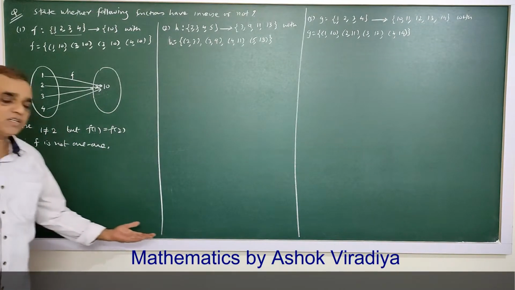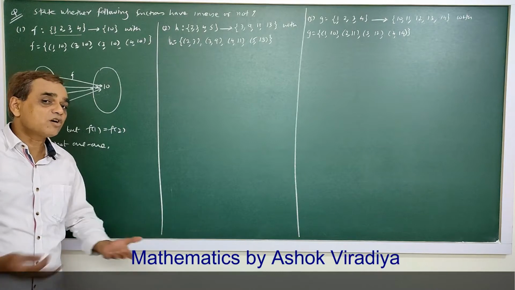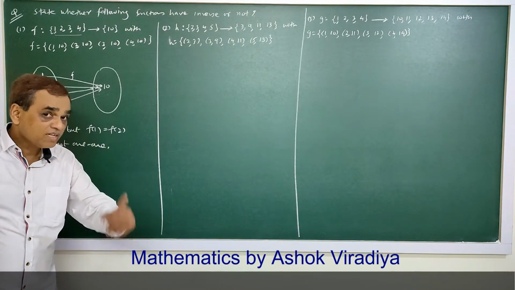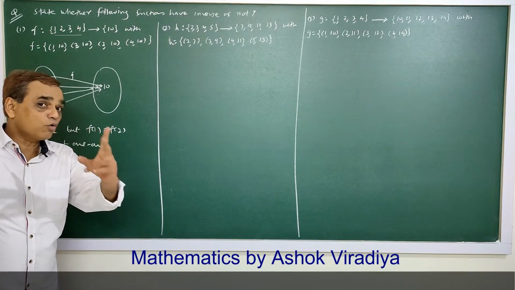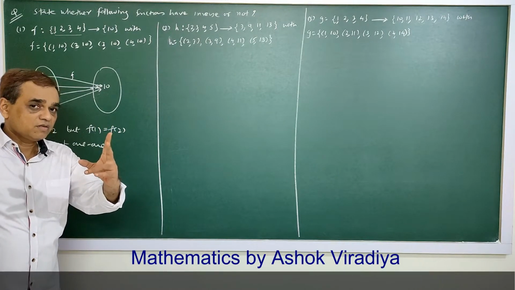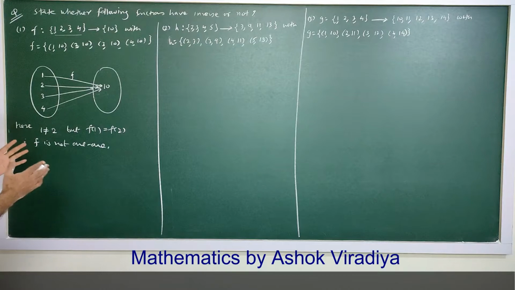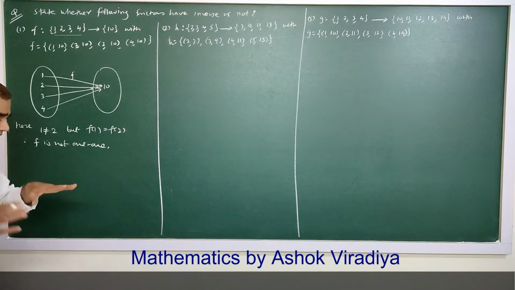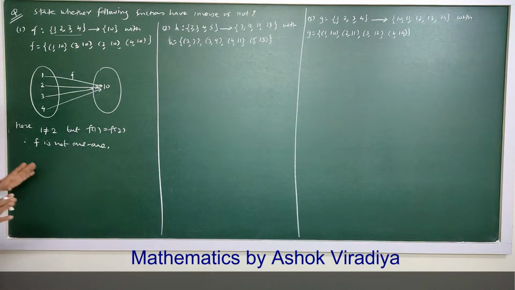If the function is not 1-1, then the inverse does not exist. See, the function must be 1-1 and onto both. But here the function is not 1-1, so there is no question of checking onto-ness. Here the story is finished. Its inverse does not exist. And if you want to check onto-ness, then look here.